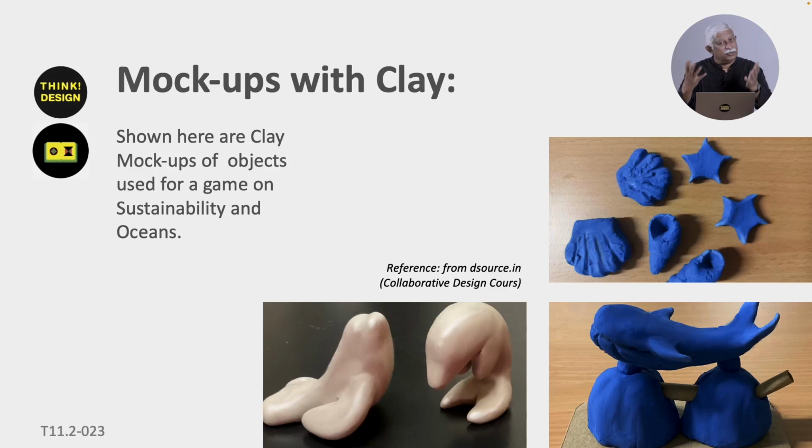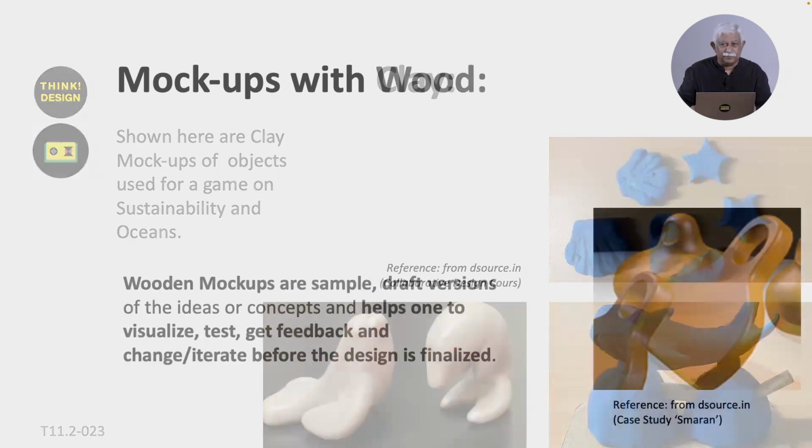Here the person was working on a game. There were 3D objects in the game which needed to be made, so they were quickly prototyped using clay, and you can also beautifully color them. That's the nice advantage of that. This was a game on sustainability, and at the ideation level mock-ups were done with clay.